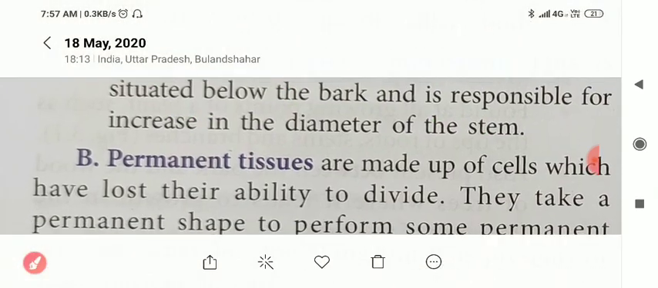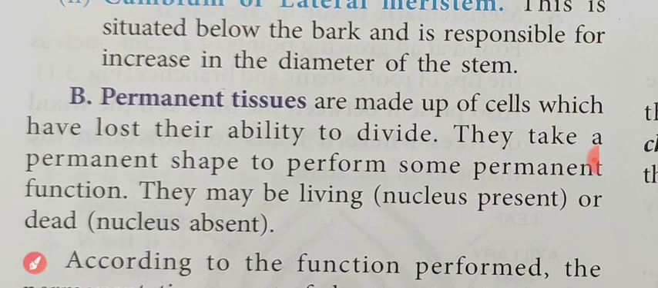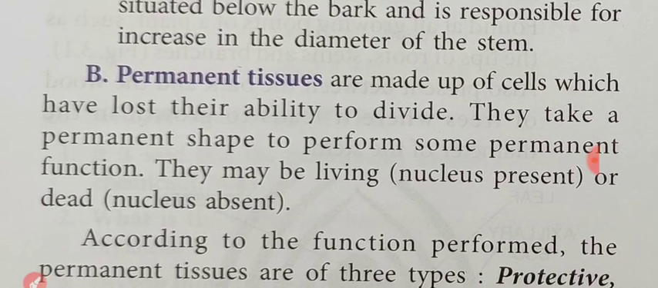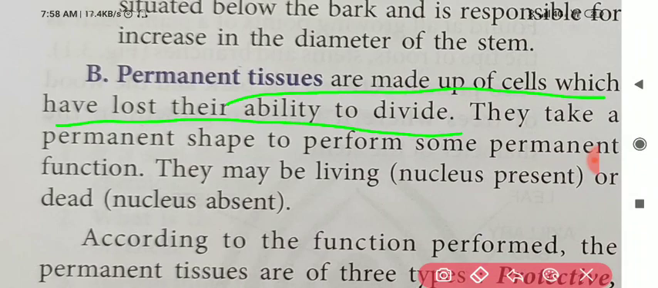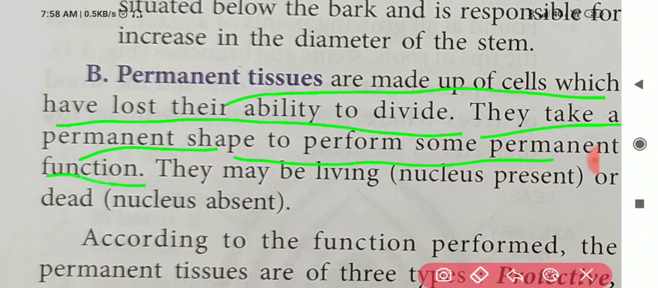Next, my dear students, we will discuss permanent tissues. Permanent tissues are made up of cells which have lost their ability to divide. Clear? They take a permanent shape to perform some permanent function. So these two lines you have to write for permanent tissue.